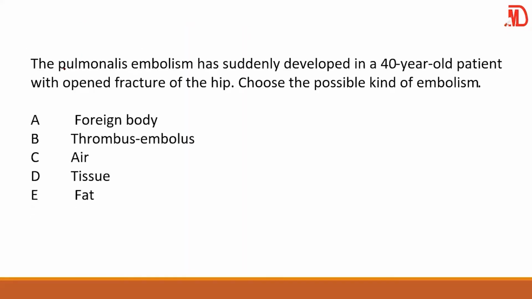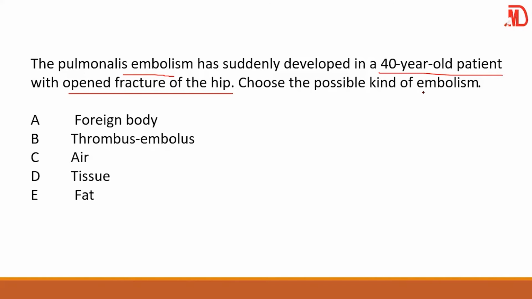Now, the pulmonary embolism. A pulmonary embolism has suddenly developed in a 40-year-old patient with an open fracture of the hip. Choose the possible kind of embolism. Now, embolism simply refers to the movement of an embolus. When we say embolus, we're referring to any substance. Embolism is the movement of a substance from one point to another through the bloodstream.